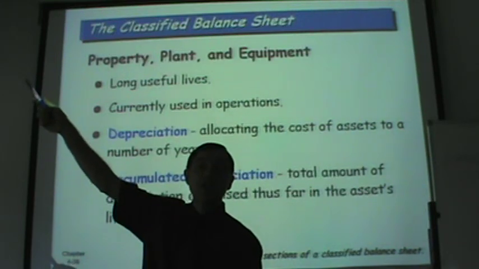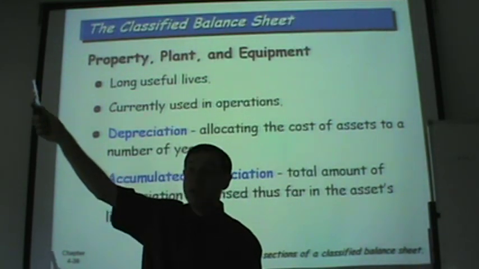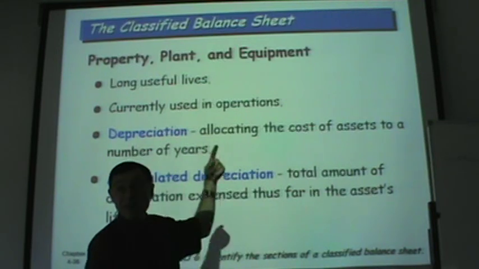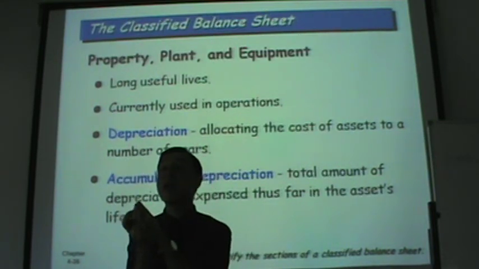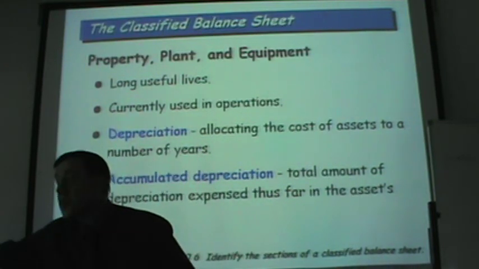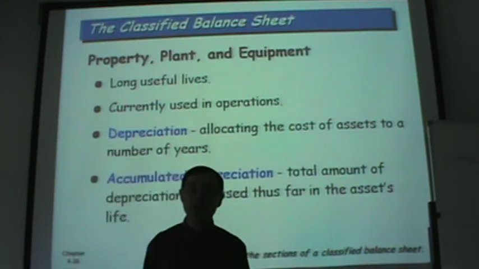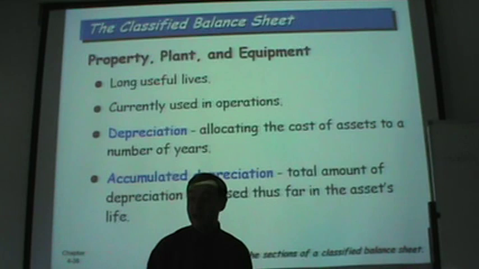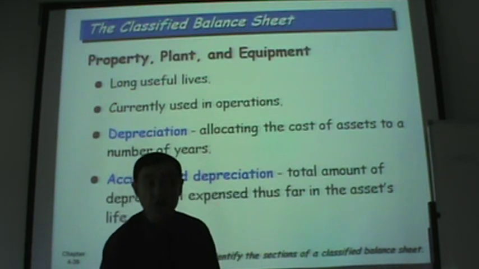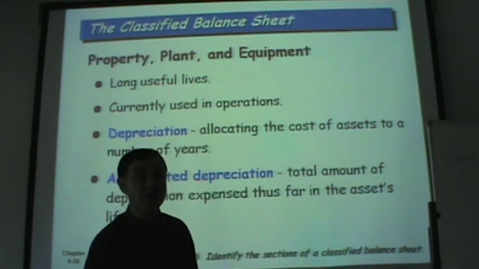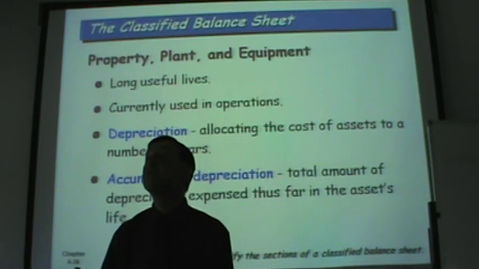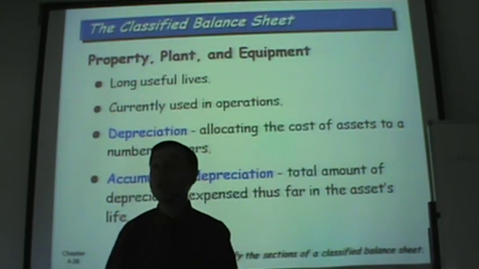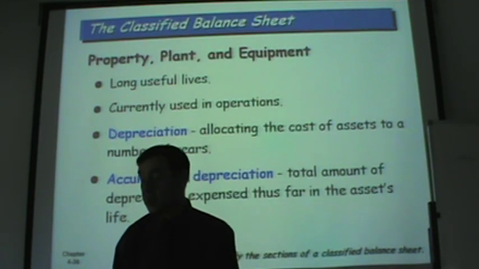Air conditioning is going to be used more than 1 year, so it is property, plant, and equipment within equipment. Monitor, used more than 1 year. Property, plant, and equipment within equipment. Now, this table here is going to be used more than 1 year, but falls in the category of furniture. So everything you see around you is long-term asset.